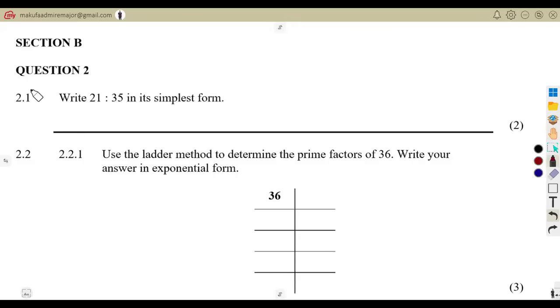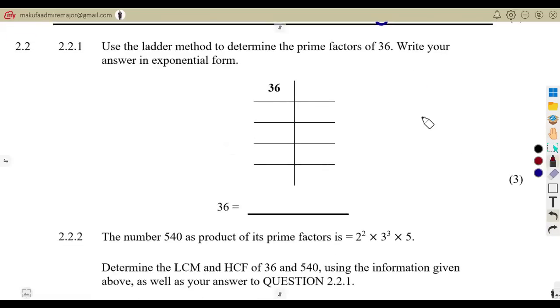On section B, question number 2, we are given 2.1. Write 21 as to 35 in its simplest form. This is a ratio that we are given. Do we have any common number? The highest common factor is 7. So you can simply divide by 7, divide by 7. 21 divided by 7, that is a 3. 35 divided by 7, that is a 5. So that is the simplest form.